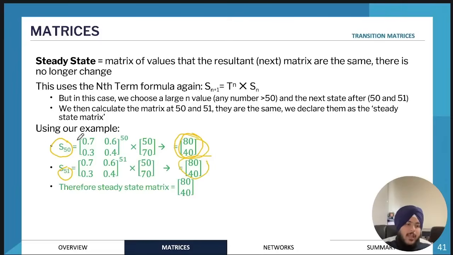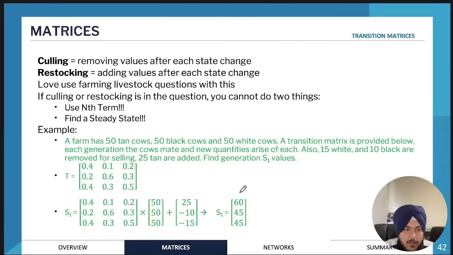So you would find the state matrix for a really late date, for example, after 50 days or after 51 days, choosing a really large n value, and then you would find it for the consecutive n value. So if we chose 50, then we would need to find it for the 51st day. If we chose 60, then we would need to find it for the 61st day. If they're both the same, then that means we have a steady state matrix.